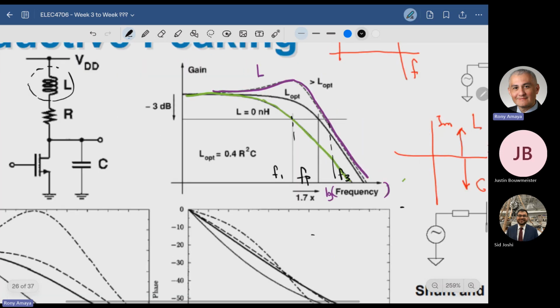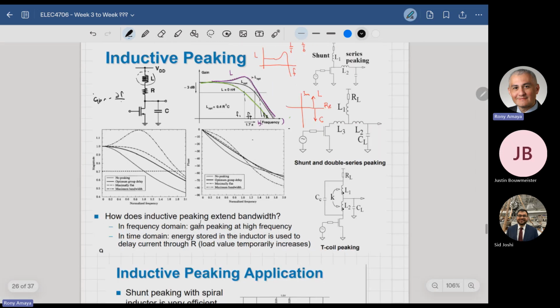The L optimal is actually shown here. So 0.4 times R squared times C. That's the optimum value of L. So prove it. Put an M equal to that number and then see if that actually helps. Okay, so that's the assignment. One of the questions for assignment 2. What else do we have?